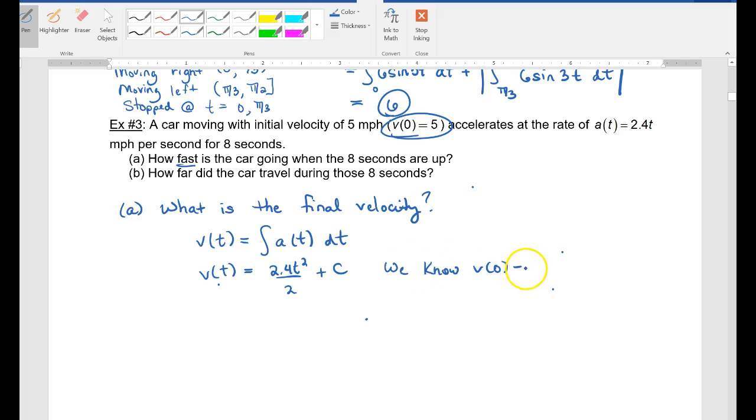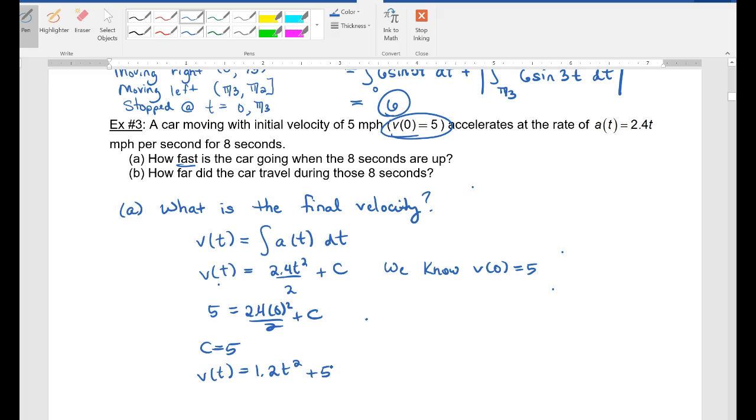Now we know v of 0 equals 5. So I can figure out that C is equal to 5, which some of you may have already guessed, because that was your initial velocity plus the change in velocity. So plugging in 5 here, I get C equals 5. So I know my velocity function is 1.2 t squared plus 5.